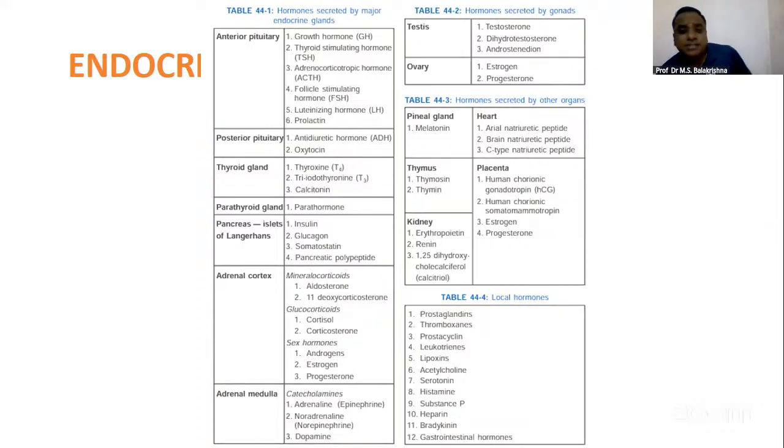The adrenal cortex makes mineralocorticoids, glucocorticoids, and sex hormones, whereas the adrenal medulla makes catecholamines. So the adrenaline you get in injections, local anesthetic injections, is from the adrenal medulla. Then testis makes testosterone, sex hormones. Hormones are secreted by other glands also: pineal gland, heart, thymus, placenta, kidney, and local hormones which act only on those places. This particular chart is extremely important. You cannot miss this. Please read this chart properly.